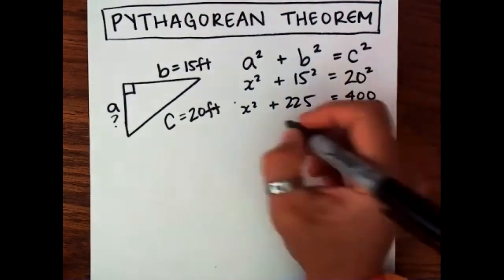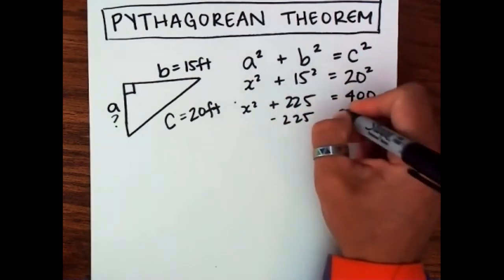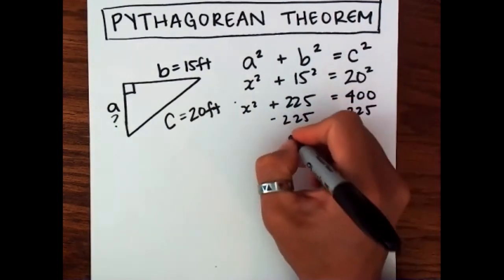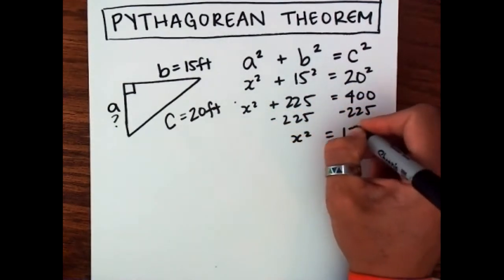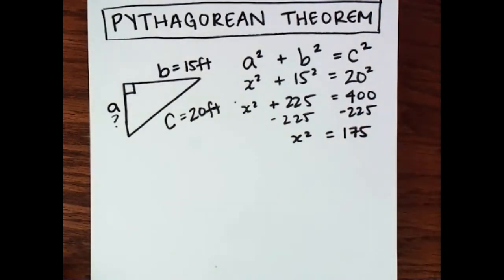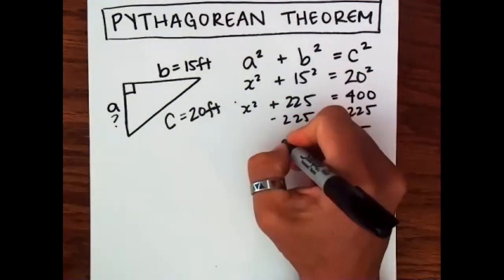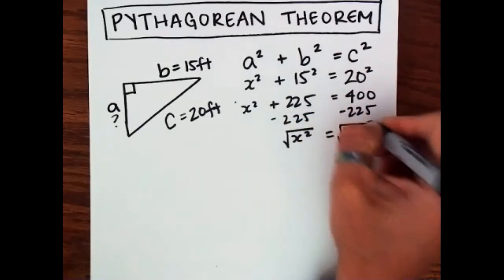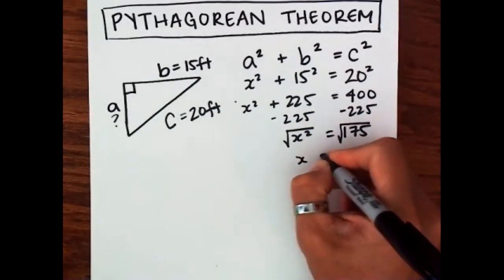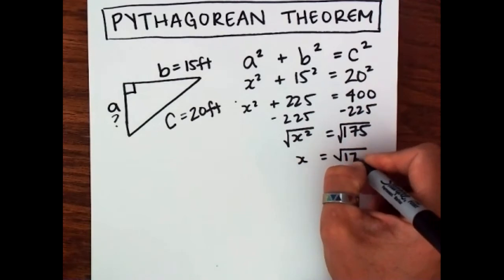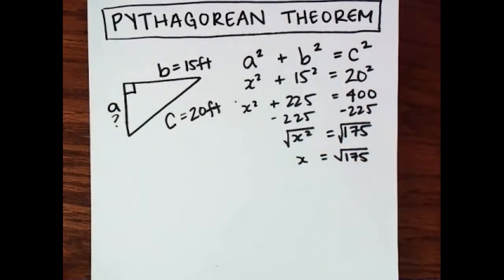So we will want to subtract 225 from both sides. We will then get x squared is equal to 175. So now we have x squared equals 175. Always, always, always remember to take the square root of both sides so that you can get x by itself. Now you have x is equal to the square root of 175.